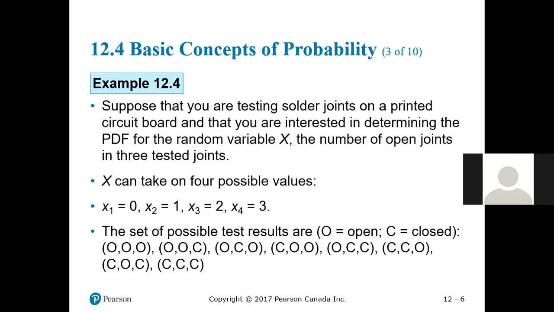So there are four possible outcomes. There are no other possible outcomes, because you can't have a half-open joint. So the set of possible test results is either open or closed. It's either all three are open, or two are open and one closed: the first two open, one closed; or the first one open, second closed, third open; or the first one closed and the other two open; or the first one open and the other two closed; or the first two closed and the other one open.